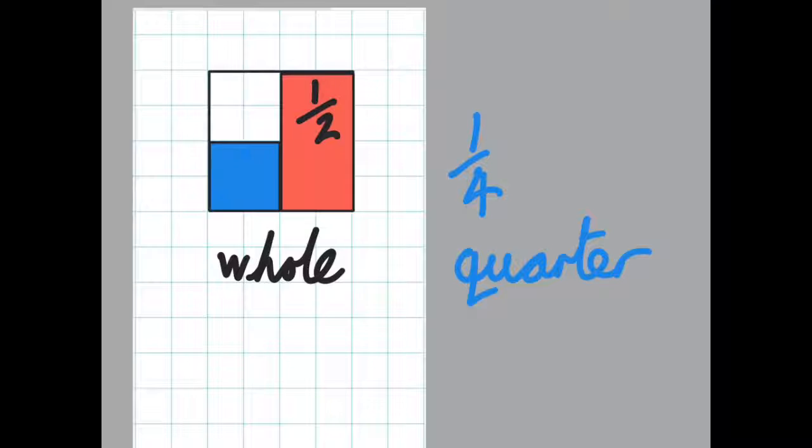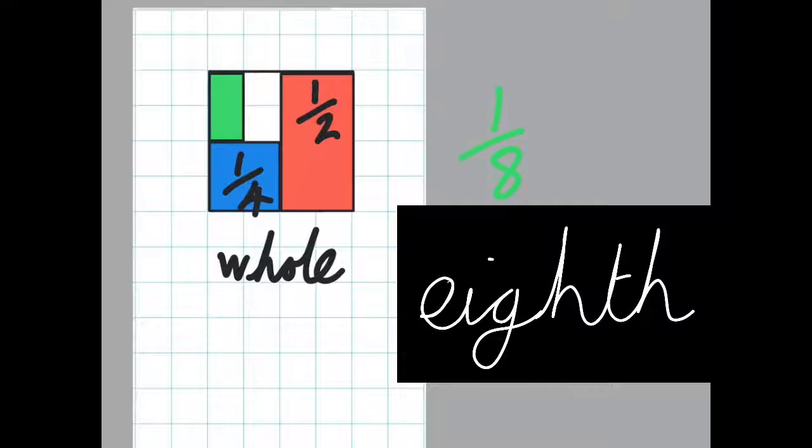I have now made a quarter of my square blue. A quarter as a fraction is written as 1 over 4, with 1 as the numerator and 4 as the denominator. 4 quarters make one whole. I have now shaded an eighth of my square green. An eighth as a fraction is written as 1 over 8, with 1 as the numerator and 8 as the denominator. 8 eighths make one whole.